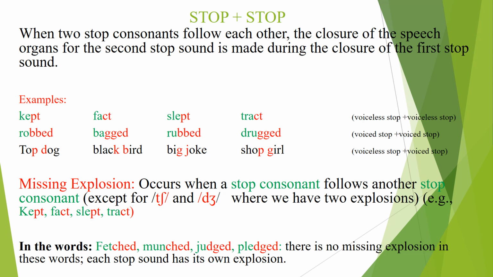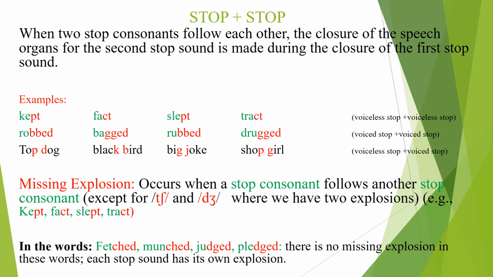Instead of making two closures for the sound p and t in the word kept, we only produce one closure and we only produce one explosion, because we are supposed to have two explosions, one explosion for p and another explosion for t, because every stop sound has an explosion in its production. So we pronounce it as kept. We don't say kept. We say fact, slept, tracked. Notice that the second stop sound in all of these words is made during the production of the first stop sound.